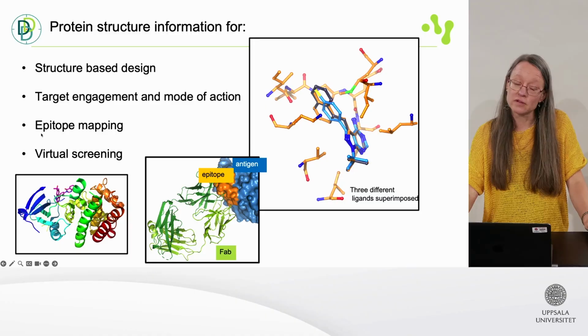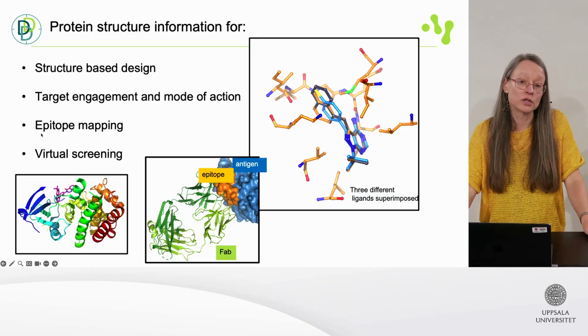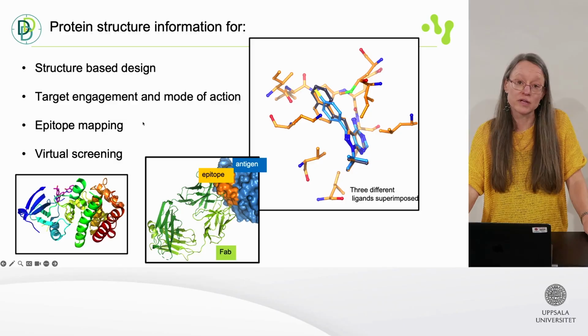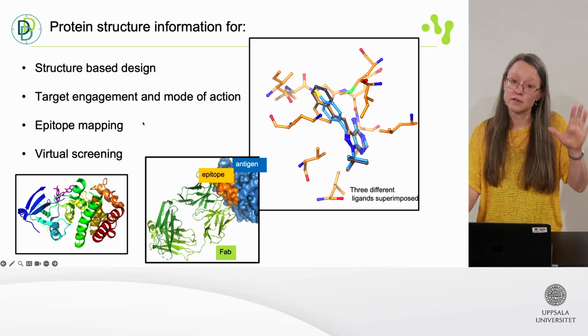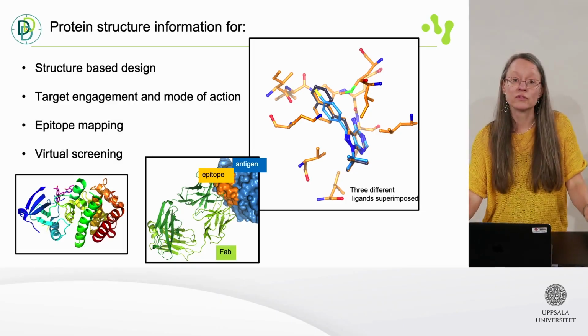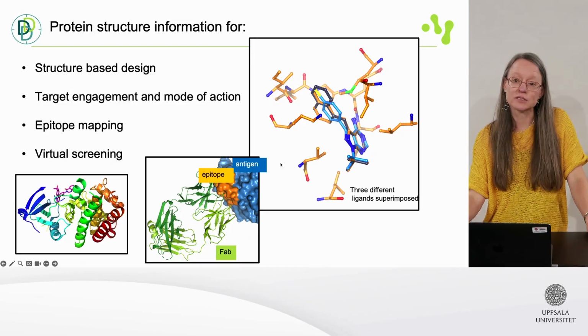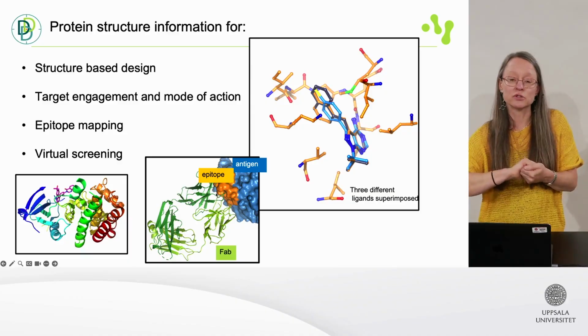If we have antibodies as our drug molecule, then we can also do epitope mapping with X-ray crystallography. So there we get the structure of the antibody together with the target protein. That's visualized here. So here we have a Fab binding to the antigen, and then the epitope is the orange part, the interface between the two molecules.